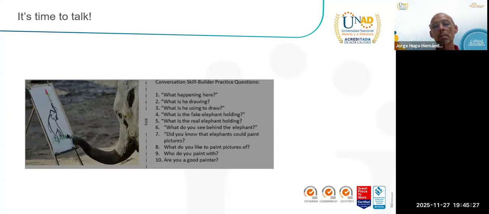Number 8, what do you like to paint pictures of? So when you are describing this picture, you are going to say the real elephant is painting a fake elephant. By the way, I am good at drawing, and I like drawing landscapes. So you can relate to the description what you like to do. You can create relationships between the description of the picture and your reality.